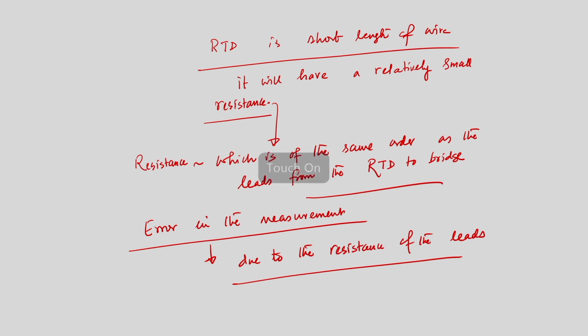So this will lead to error in the measurement. Now, we need to know different wiring schemes by which we can reduce the error. We cannot eliminate it, but we can reduce the error.